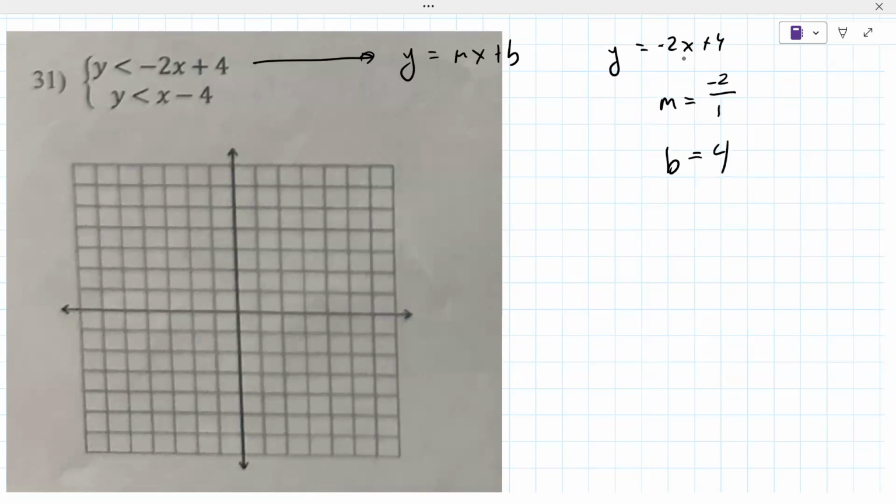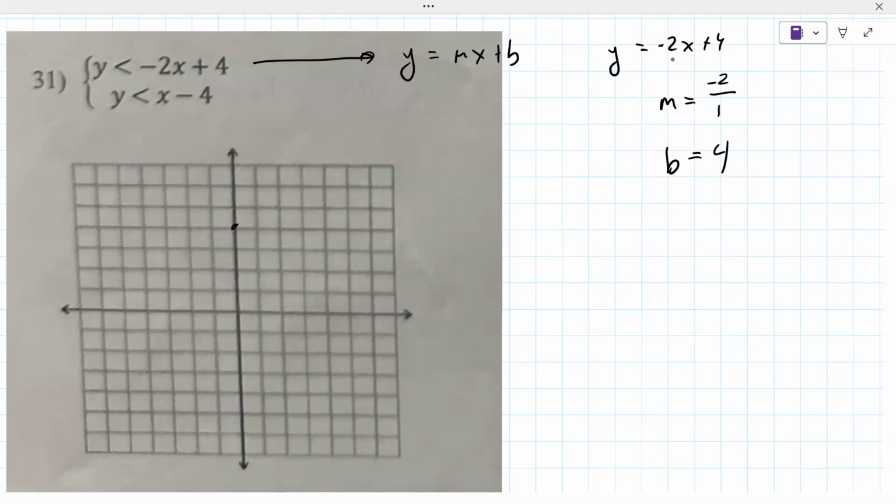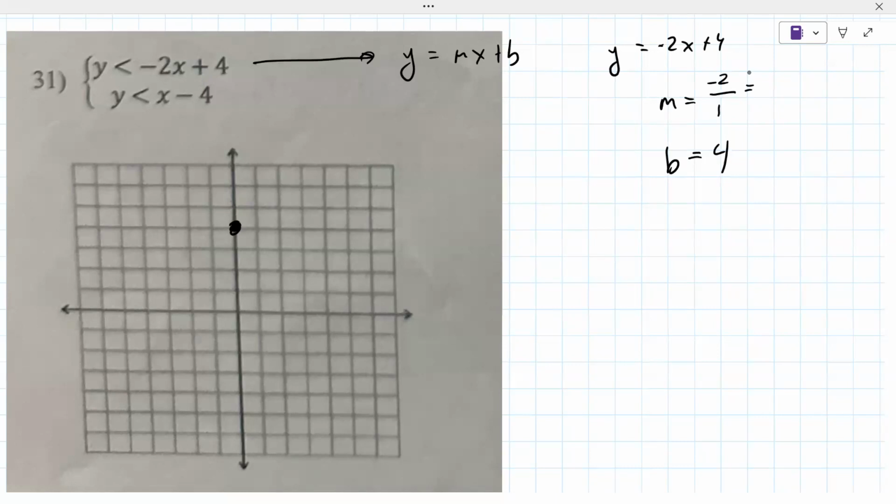Do you remember which you start with when you graph, the b value or the slope? The b. So you go up to 4, and then the slope tells you what in this case when it's negative? Go down. Down 2, and then it's always to the right. So down 2, right 1, down 2, right 1, and so on.